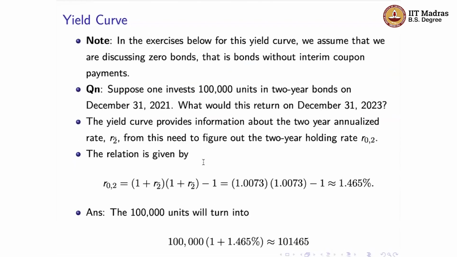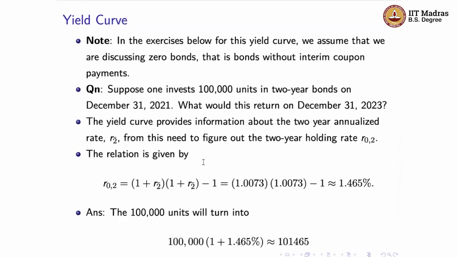Let's do a few more exercises. These are a bit more involved. So one thing to keep in mind is that in the discussion with the numbers that are coming up, we are going to be implicitly assuming that these are basically zero bonds, which means that these are bonds without any interim coupon payments. Okay. So let's look at the first question.